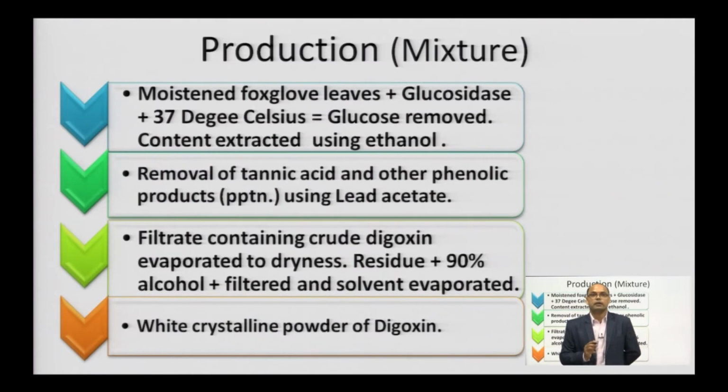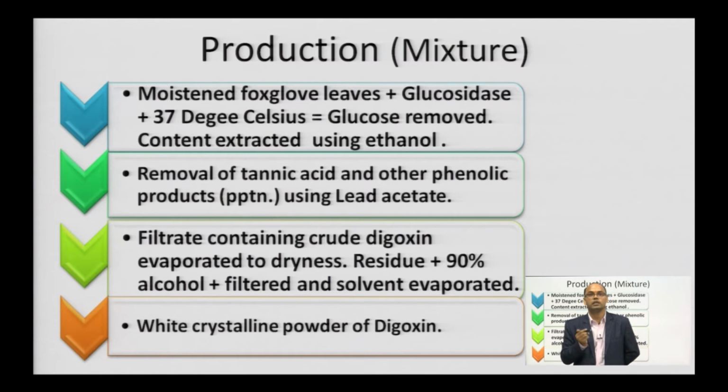So, this is the mechanism of action by which digoxin is going to act on your body. Production technique: the method for production of digoxin is very simple, and here we obtain the drug in the form of a mixture. The moistened foxglove leaves, the leaves of Digitalis purpurea or Digitalis lanata, are moistened, and an enzyme is added to the mixture.